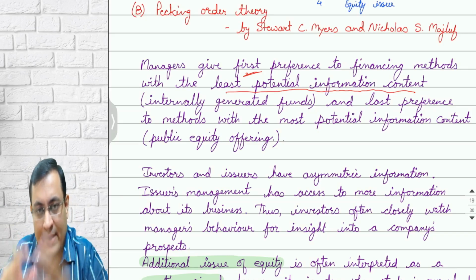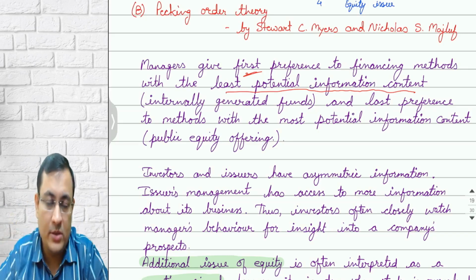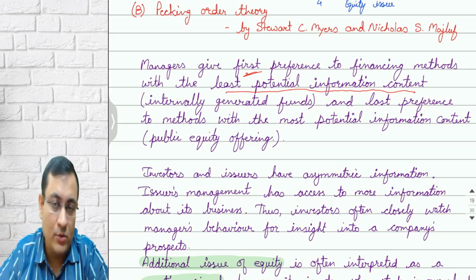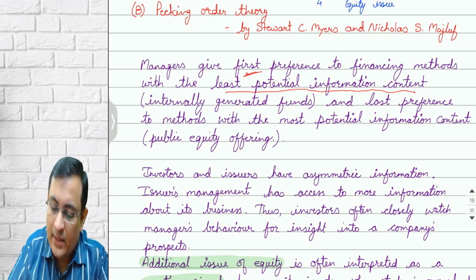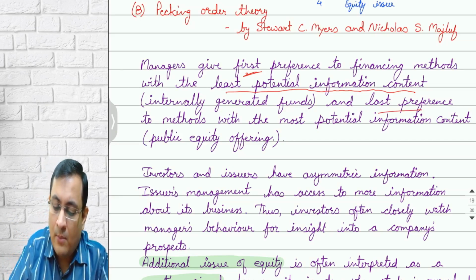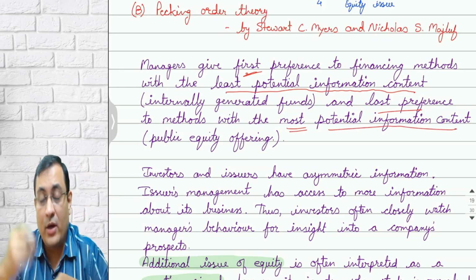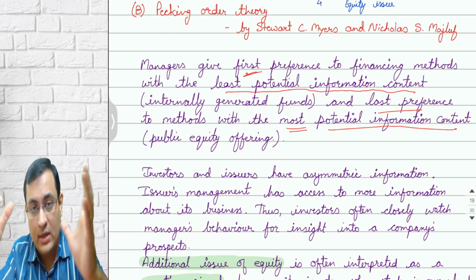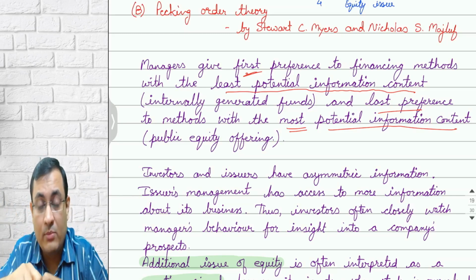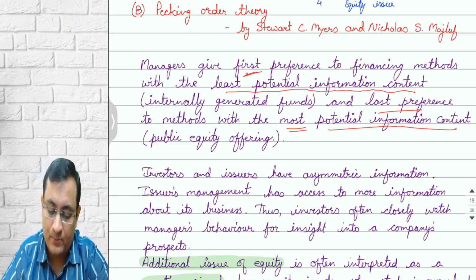The reasoning is we want to share the lowest information. We want to share the least information with the public. And the last preference is where there is the most potential information content, that if you are issuing equity, it is going to give the highest information, maximum information, to the general public.